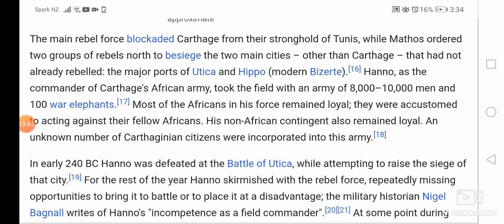The main rebel force blockaded Carthage from the stronghold of Tunis, while Mathos ordered 2 groups of rebels north to besiege the 2 main cities other than Carthage that had not already rebelled, the major ports of Utica and Hippo, modern Bizerta.